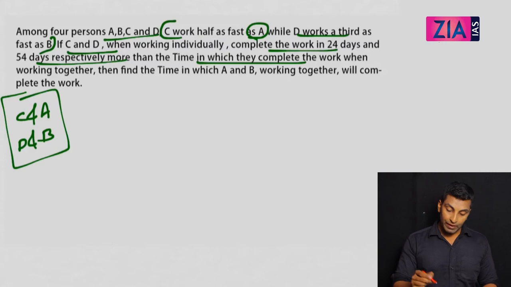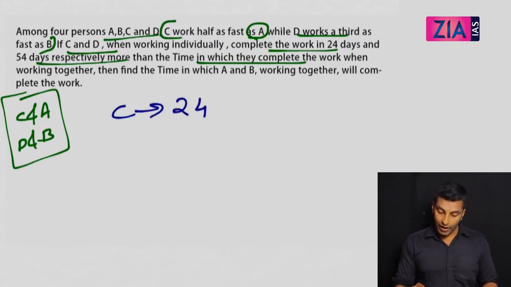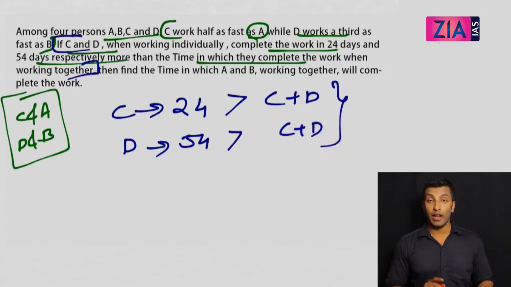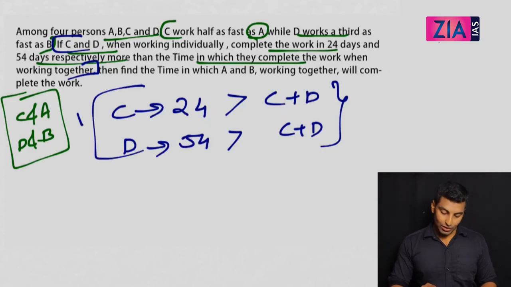So very simple. This is just like the previous question. If C working alone, C takes 24 days more than C plus D working together. If D working alone, D takes 54 days more than C plus D working together. That's what this information is. That's it. Now from this, this question is going to be very easy.